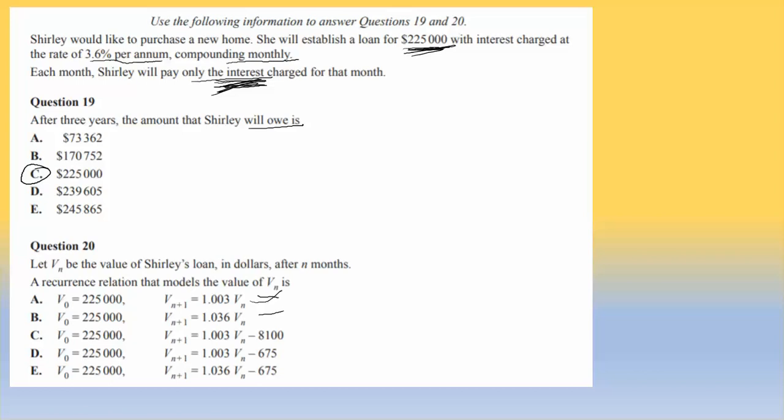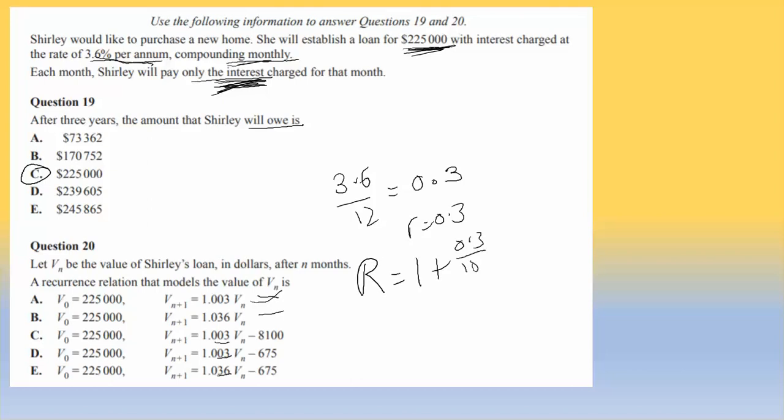So she has to pay some interest off. And so now I'm looking at these. I've got 3.6 per annum. I want the monthly rate. So I'm going to do 3.6 divided by 12. So that equals 0.3. So R equals 0.3. So R, capital R, 1 plus 0.3 over 100, 1.003. So I can get rid of that one. So I've got rid of 3 already. Okay, so it's either C or D.